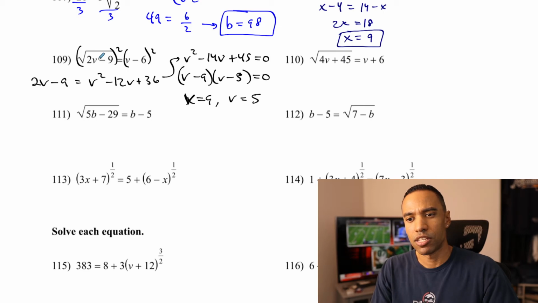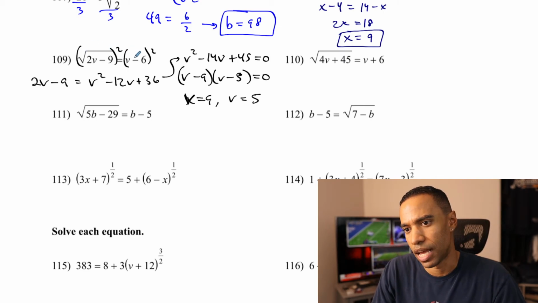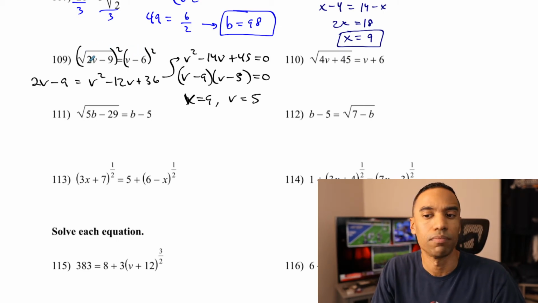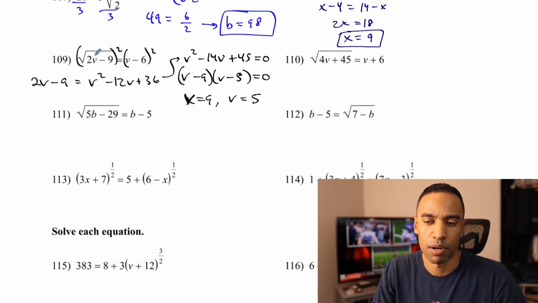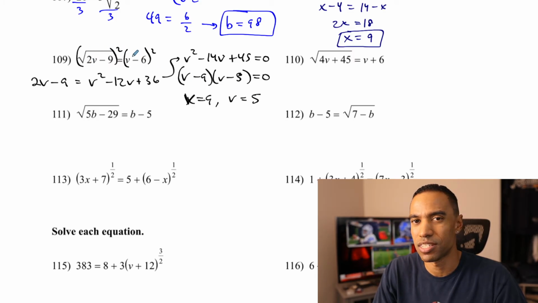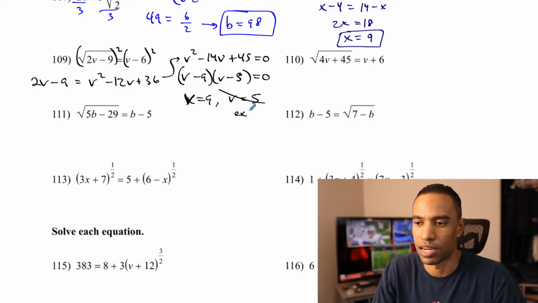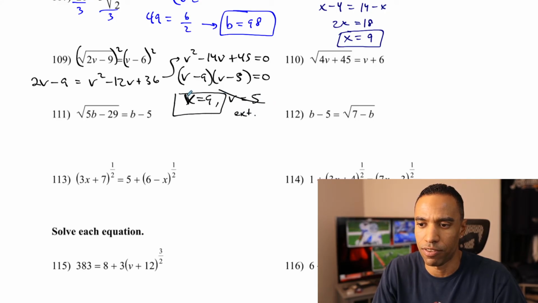That's 18 minus 9 is 9. Square root of 9 is 3. 9 minus 6 is 3. That checks out. 10 minus 9 for 5. 10 minus 9 is 1. Square root of that is 1. 5 minus 6 is negative 1. That does not work. That is extraneous. So only v equals 9 works out there.